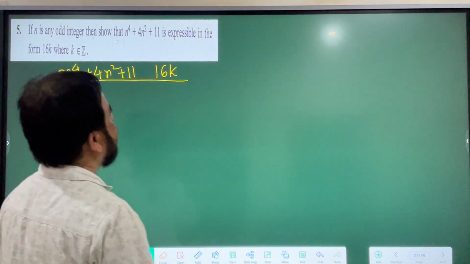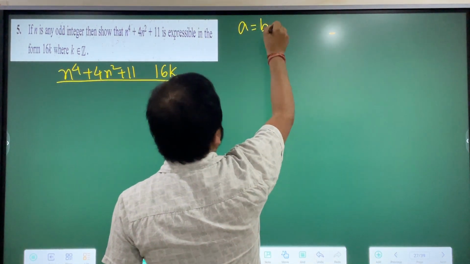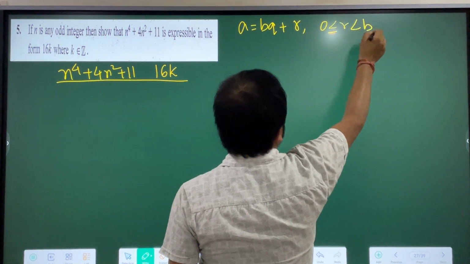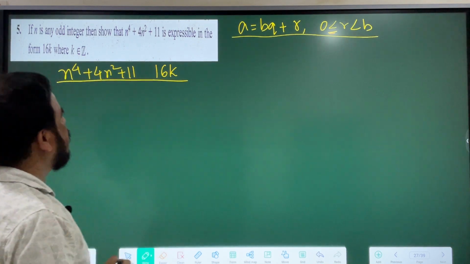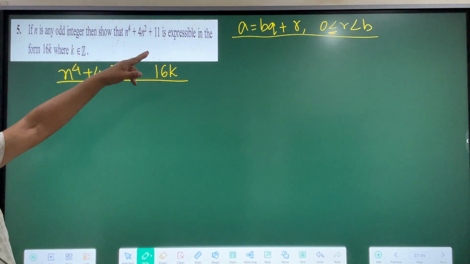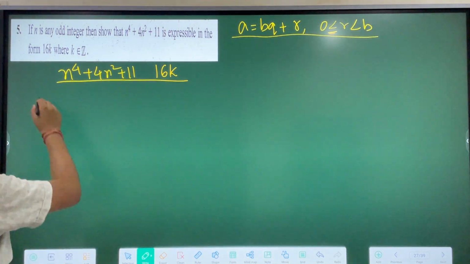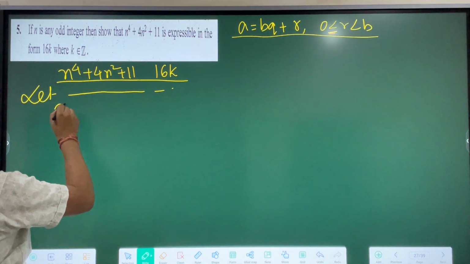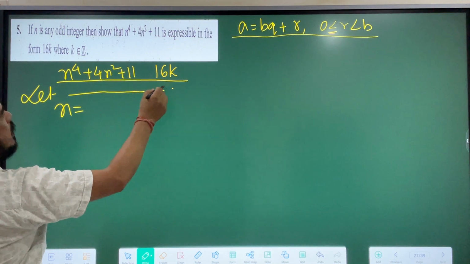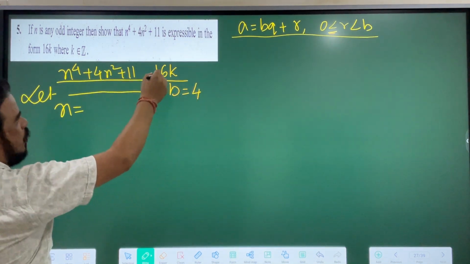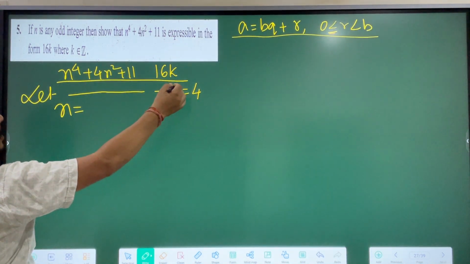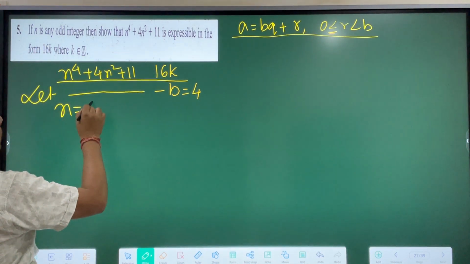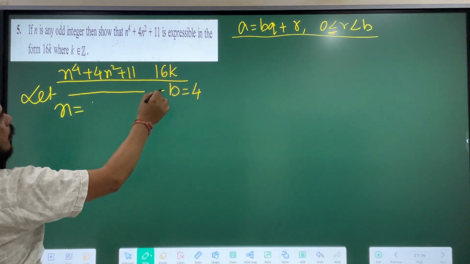Okay. A equals BQ plus R. This one, let me write again and again, no problem for us. Here since n is there, we will take A as n. I am not going to write the left part, you will write it yourself. I will directly write n equals, here B is taken as 4, because 16 is divisible by 4, so it will be easy for us to take 4. So n equals 4q plus r.